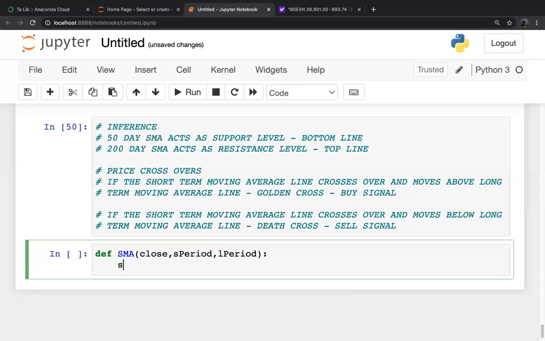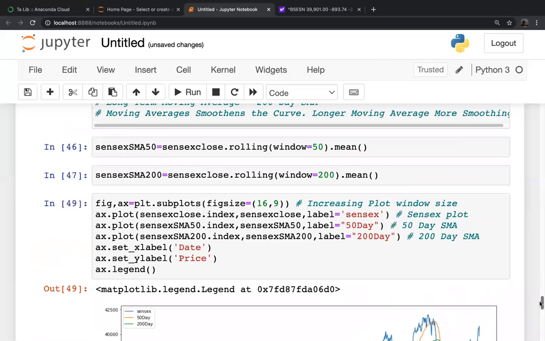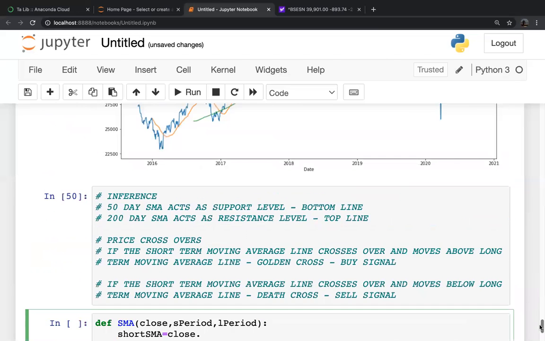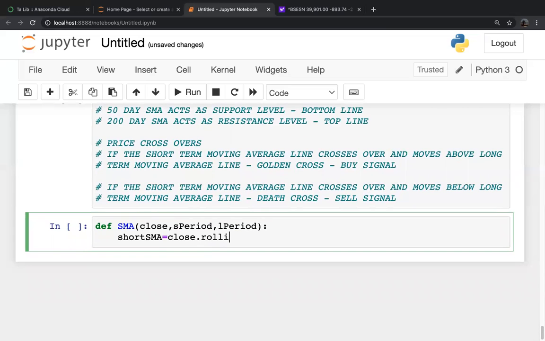Now, short SMA is equal to close dot. We have already used this function, right? This is how we calculated the rolling: close dot rolling, window equal to 50, dot mean.